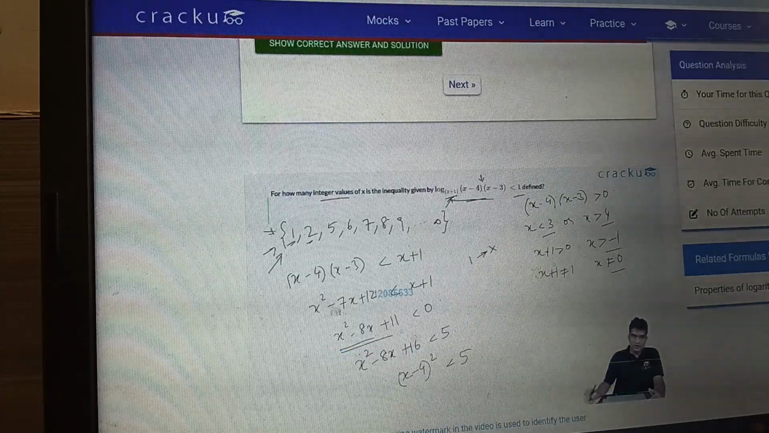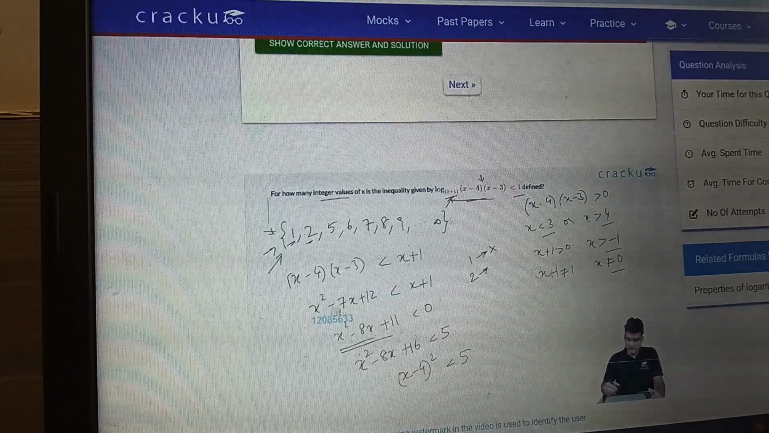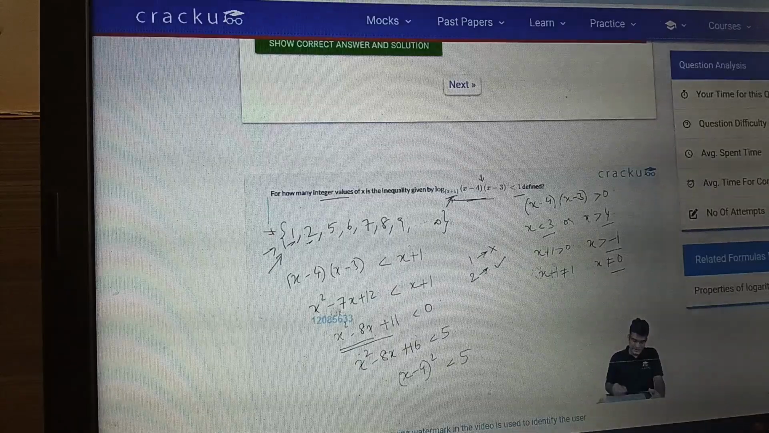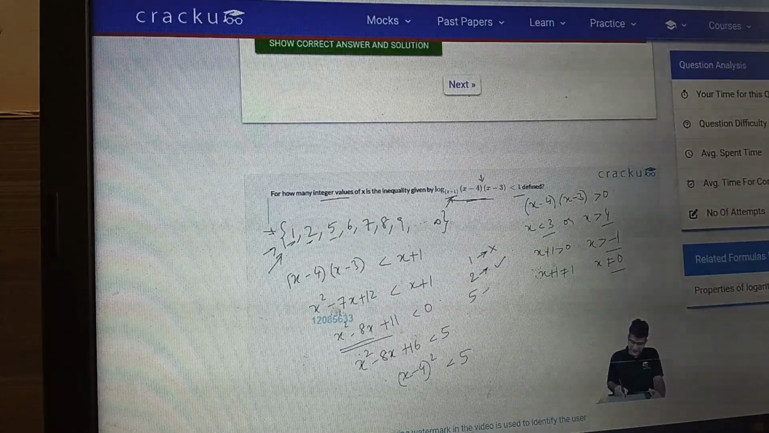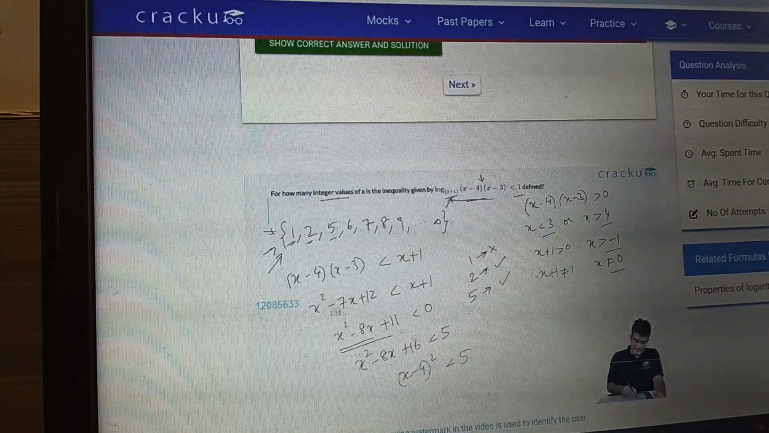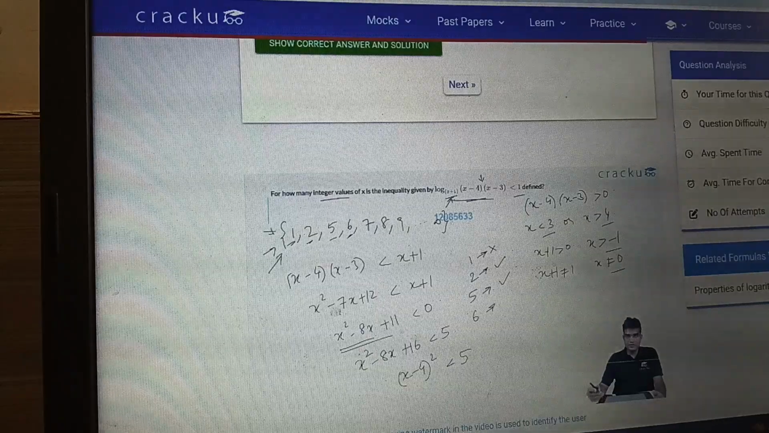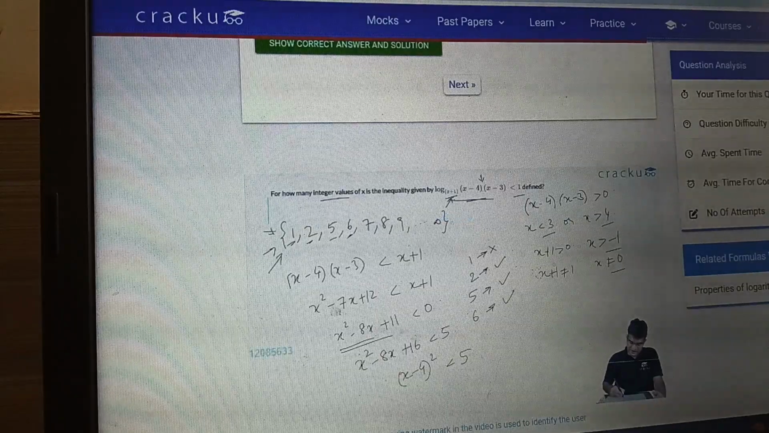When x is equal to 2, x minus 4 whole square will be minus 2 whole square, which is 4. So this is a valid solution. When x is equal to 5, x minus 4 will be 1. So its whole square will be 1, which is less than 5. When x is equal to 6, x minus 4 is equal to 2. 2 whole square is 4. So this also is a valid solution.